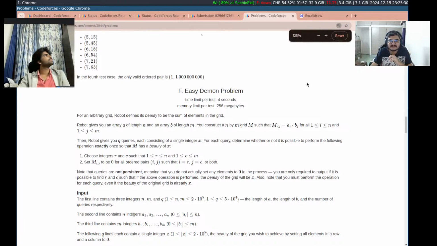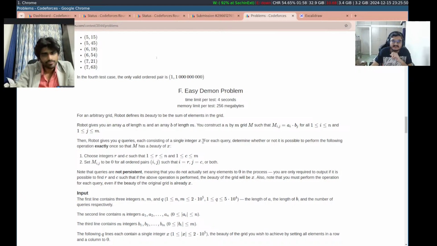Problem F is the easy demon problem. For an arbitrary grid, the robot defines its beauty to be the sum of elements in the grid. The robot gives you an array A of length n and an array B of length m. You have to construct an n by m grid such that the ij-th element would be a_i multiplied by b_j. Then the robot gives you q queries. Each consists of a single integer x.